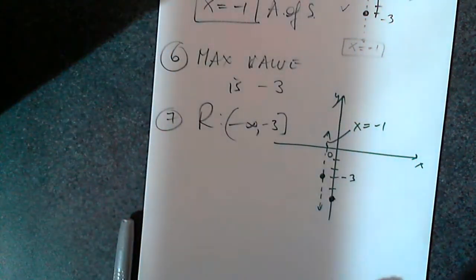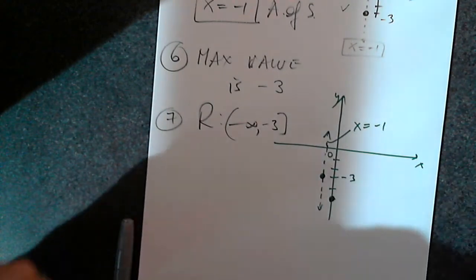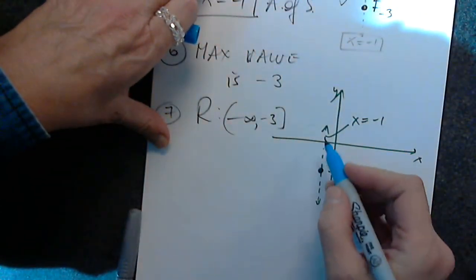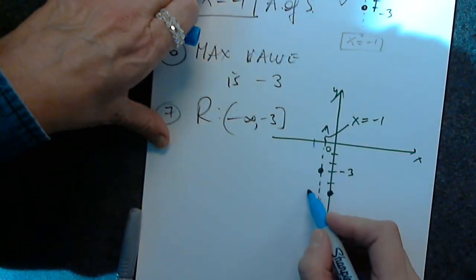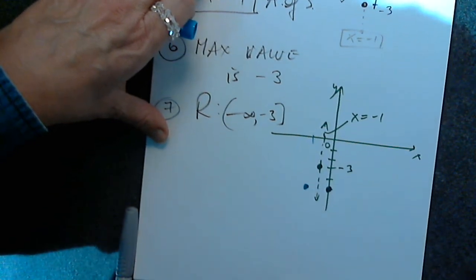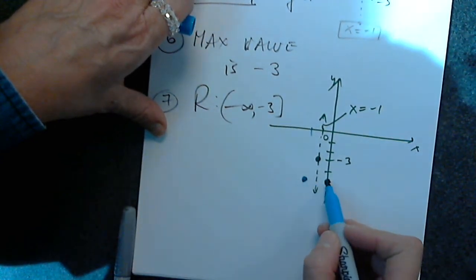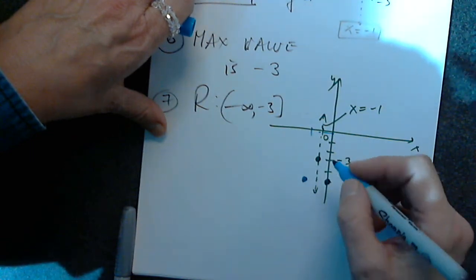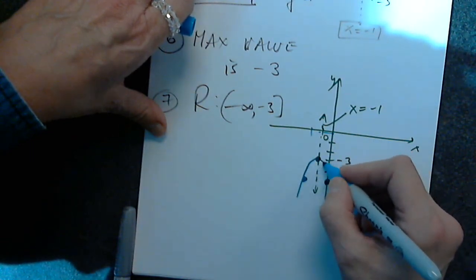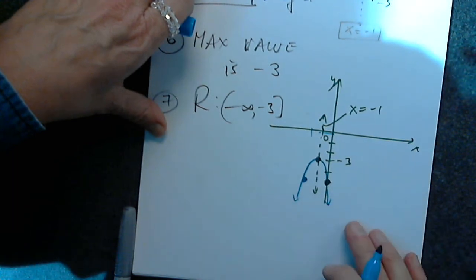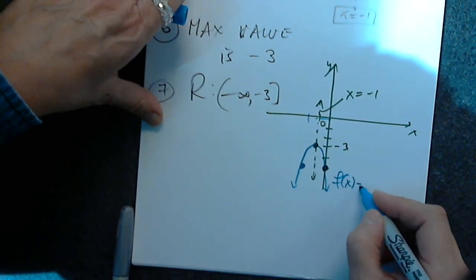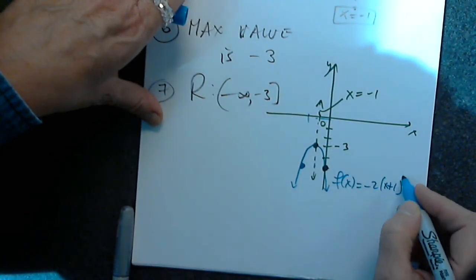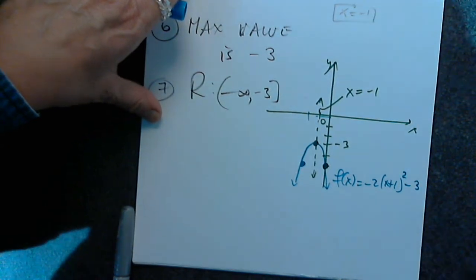And now I'm ready to graph the parabola, trying to make it as symmetric as possible. So on the other side, I'm going to plot another point, symmetric, 1 unit away from the axis of symmetry, so that I can graph the function. So this is the graph of negative 2 times (x plus 1) squared minus 3, and this is exact.